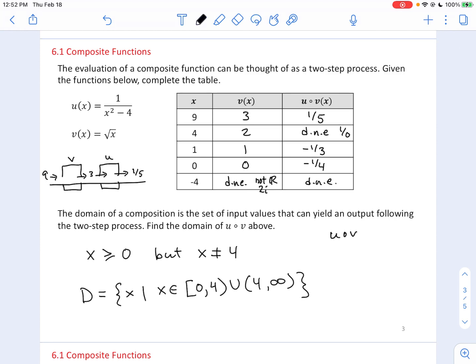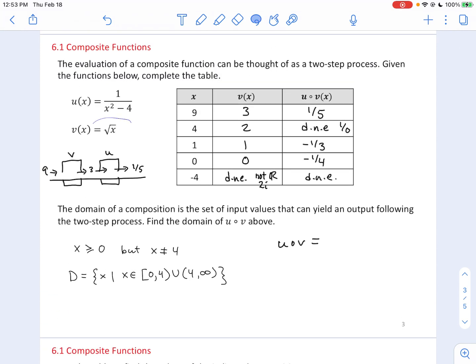Let's go ahead and write down what u of v is. We're going to take the v function here, which is radical x, and plug it in for this x right here. So it looks like 1 over, and we get radical x squared, minus 4. If you leave your function like this, then the domain that we got over here still applies. Because there's a radical on the x, you can't use negatives. And we have to avoid a choice of x that might lead to a division by 0, which is 4. So again, x can't be negative, so it has to be 0 or positive, but it can't be 4.